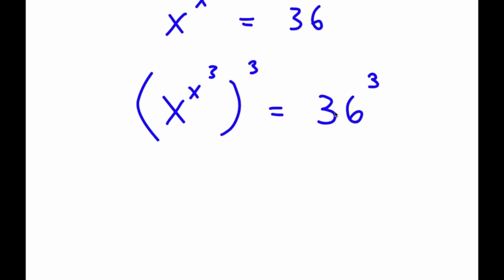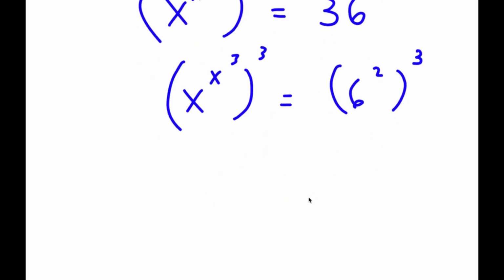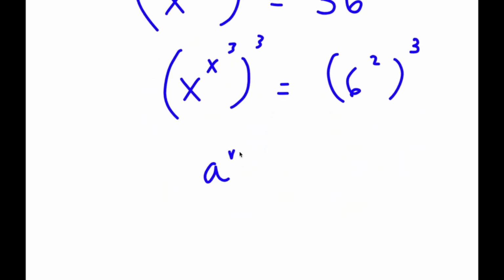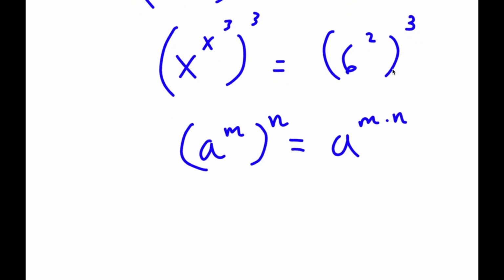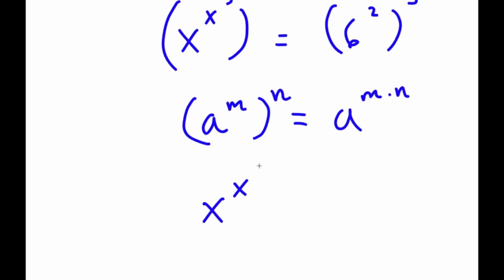Now 36 is the same thing as 6 to the power of 2. So now I have x to the power of x to the power of 3 to the power of 3 is equal to 6 to the power of 2 to the power of 3. Now if I have something in the form a to the power of m to the power of n, this is equal to a to the power of m times n. So 6 to the power of 2 to the power of 3 is going to equal 6 to the power of 2 times 3, and 2 times 3 is 6. So now I have x to the power of x to the power of 3 to the power of 3 is equal to 6 to the power of 6.